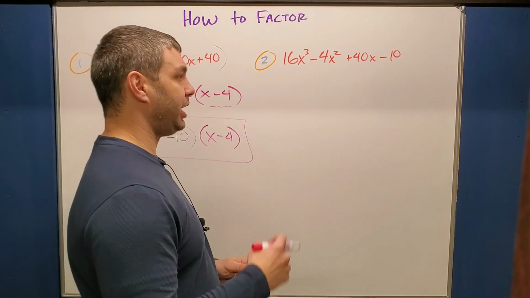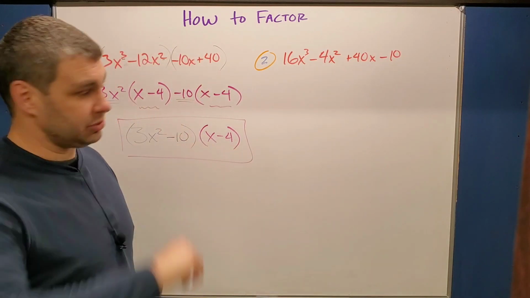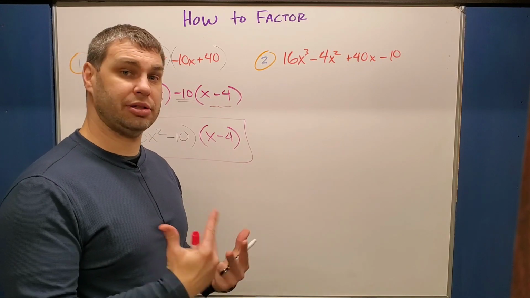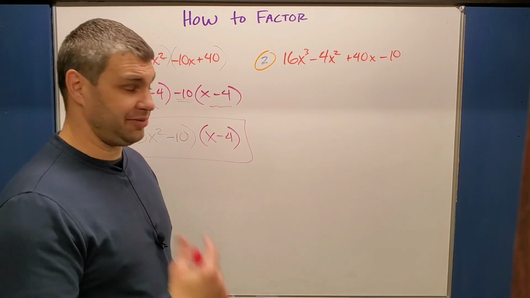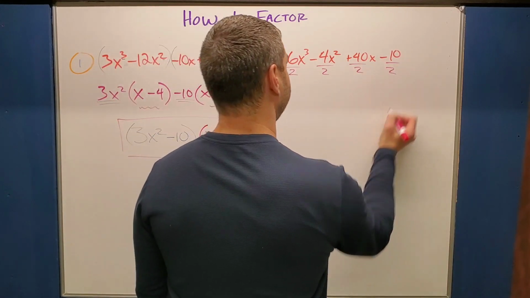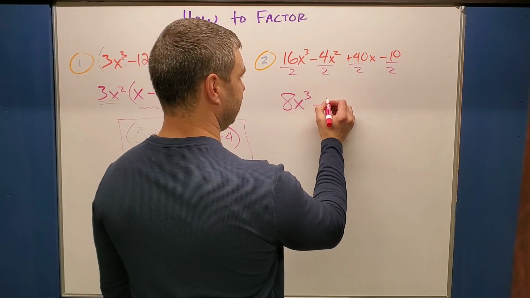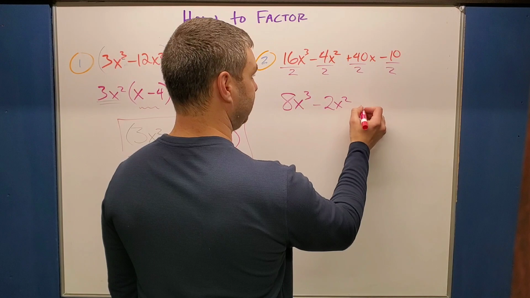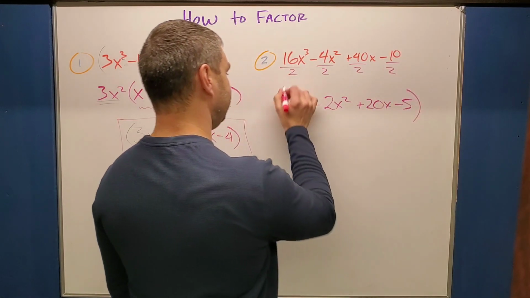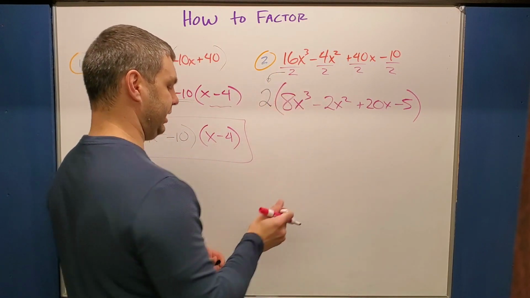Okay, let's try this one. We'll do this one a little bit faster. However, one thing I am noticing with all these, 16, negative 4, 40, and negative 10, is that they are all divisible by 2. There's a GCF. Remember, when we factor, we want to take out all of our GCFs first, if possible. So I'm going to divide all of this by 2. And when I divide by 2, I'm left with 8x to the third minus 2x squared plus 20x and then minus 5. Now, one thing you might want to do here is throw this in parentheses, and just that 2 that we took out, you can put it out front. I'll do that in black.